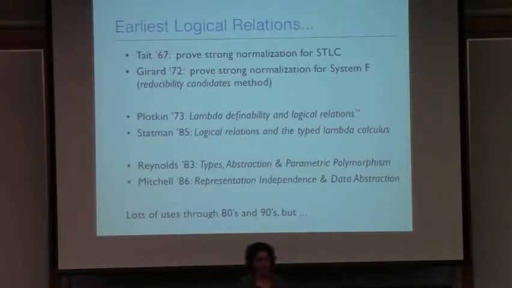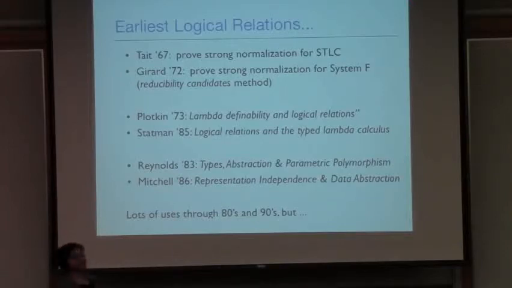Okay, so history first. Someone was asking me if I could talk about history, so here it is. I think the earliest instance of logical relations is in '67. That was Tait's method. They were not called logical relations at the time. This is still referred to as Tait's method, proving strong normalization for simply typed lambda calculus. And then Girard in '72 proved strong normalization for System F. This is the so-called reducibility candidates method. This is also an instance of logical relations.